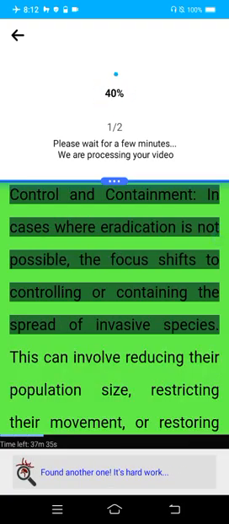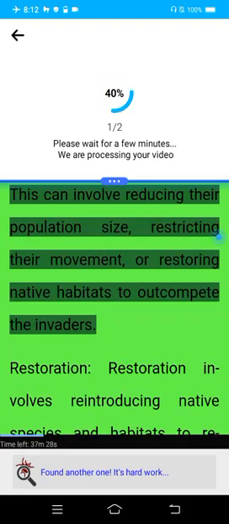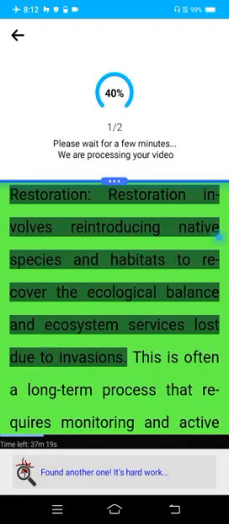Control and containment. In cases where eradication is not possible, the focus shifts to controlling or containing the spread of invasive species. This can involve reducing their population size, restricting their movement, or restoring native habitats to outcompete the invaders.